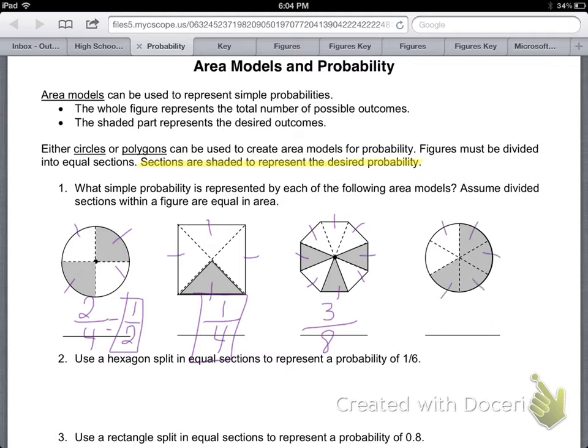2, 3, 4, 5, 6. 4 out of the 6 are shaded. Can you reduce 4/6? Yes, to 2/3.